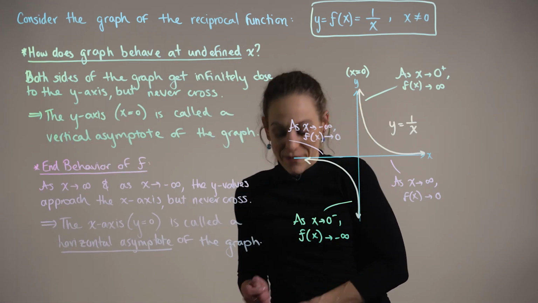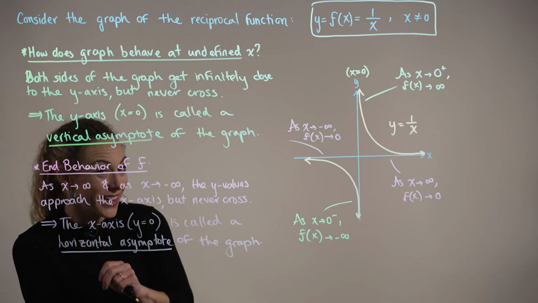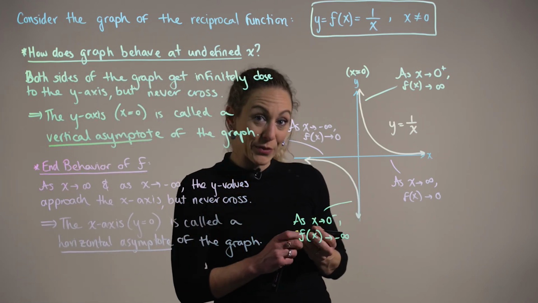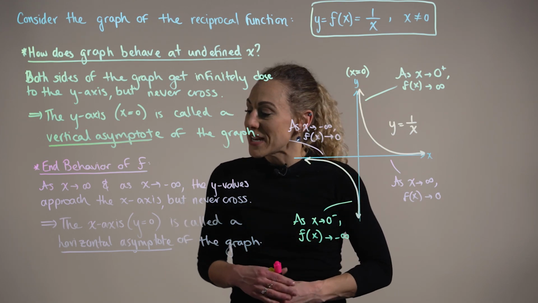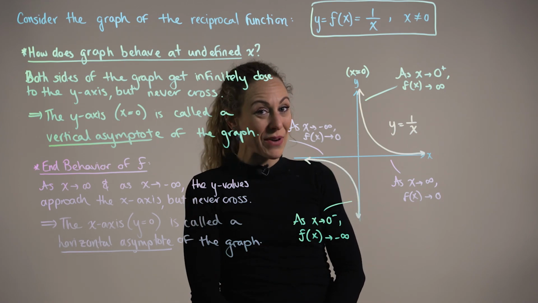So now that we have explored these ideas of vertical asymptotes and horizontal asymptotes using a familiar reciprocal function, let's go ahead and explore how we could apply this analysis to any rational function.